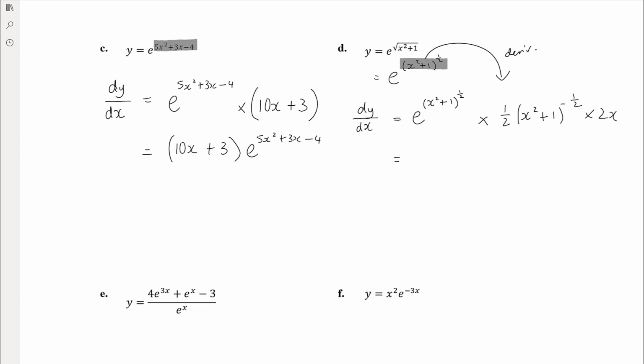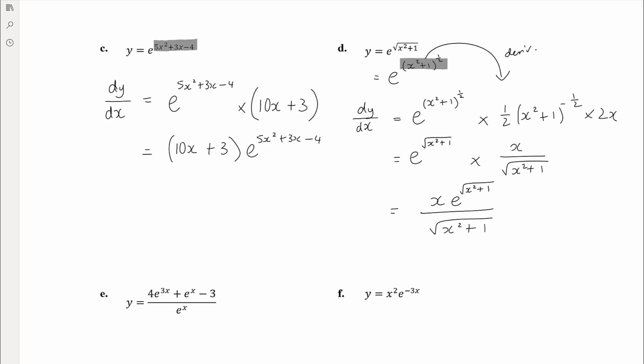Okay, so tidying things up, this is e to the power of square root of x squared plus 1. Half times 2, they cancel each other out. So we've just got x and then the bracket to the power of negative a half, which I might write as x over square root of x squared plus 1. You can probably just leave it written that way. You could put your e to the power up onto the fraction if you want. You could write this in a number of different ways. Don't muck around with it too much.